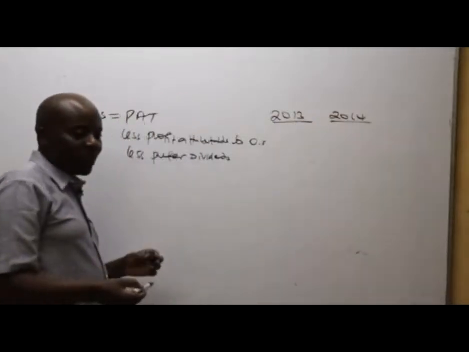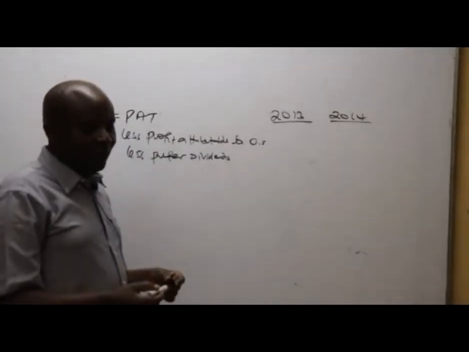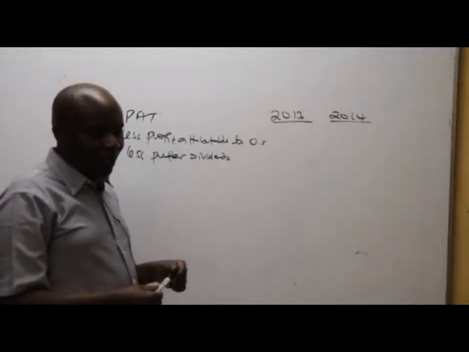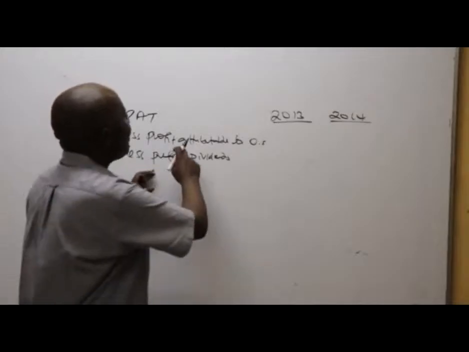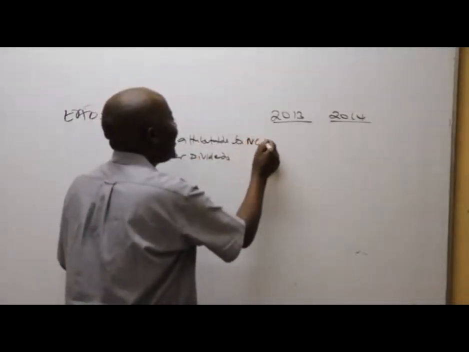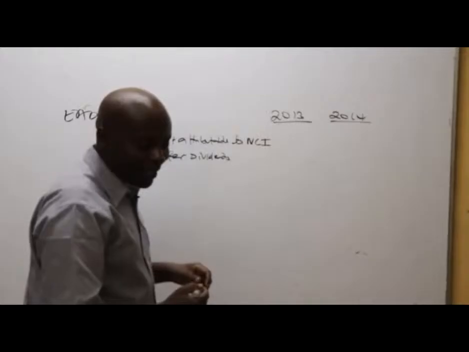How could they give us this kind of an easy question, one which does not require much thinking? Profit attributable to NCI, sorry. NCI. Profit attributable to NCI.